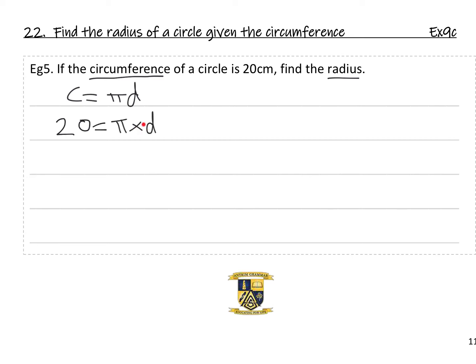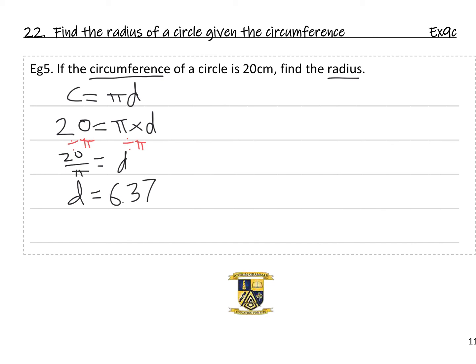Now, if I want to get the diameter, the diameter multiplied by pi should give me 20. So the diameter on its own must be 20 divided by pi. What I'm doing there is dividing both sides by pi. And then you do 20 divided by pi in the calculator. And that gives you, to three significant figures, 6.37.